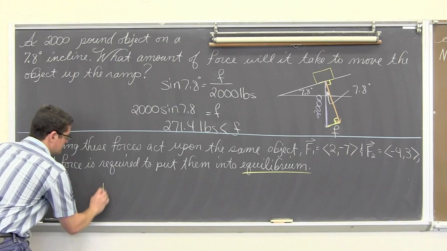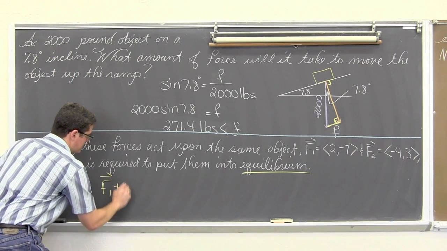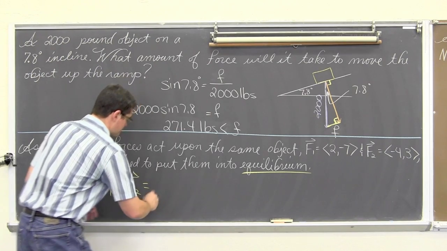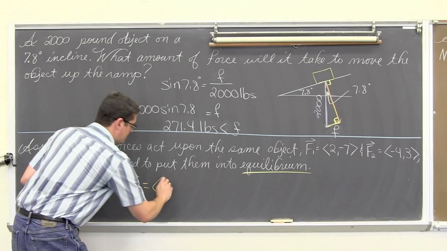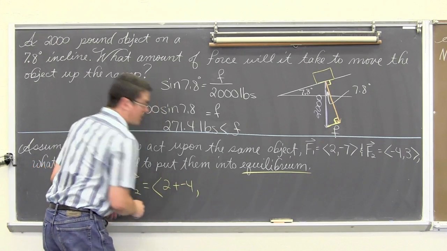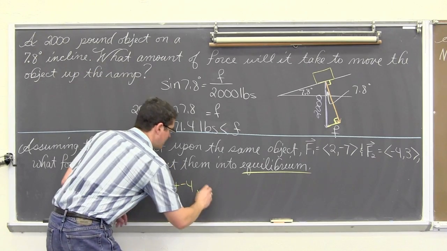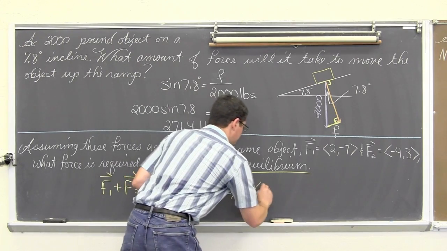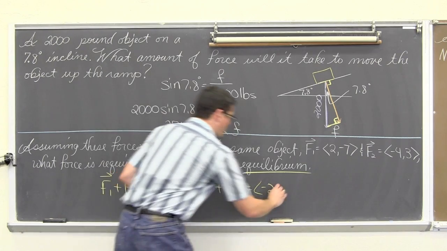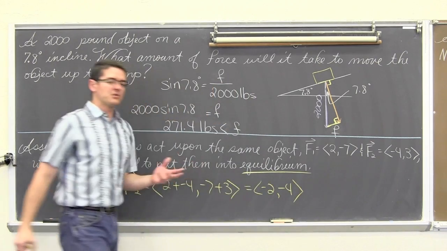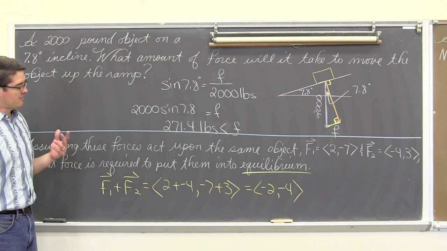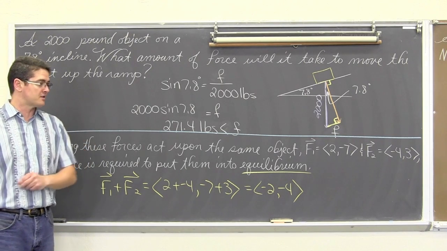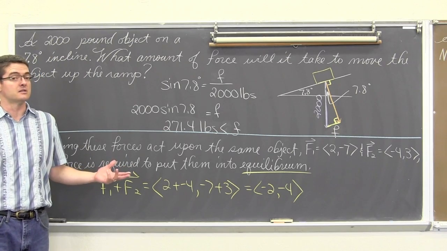So, force 1 plus force 2 is going to be equal to, how do you add vectors? You just simply add the A values, so 2 plus -4, and you add the B values, -7 plus 3, that comes out to be -2 and -4. Now, what vector could I add to <-2, -4> to get a resultant vector of <0, 0>, a zero vector? Well, all I have to do is change the signs.